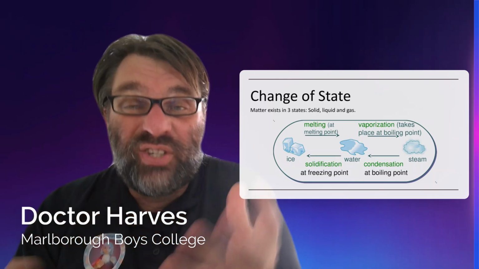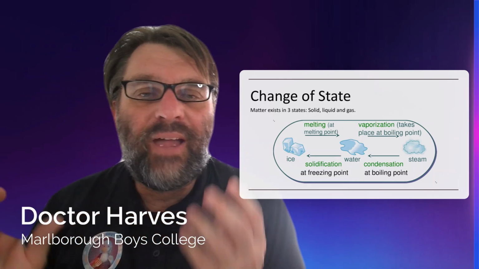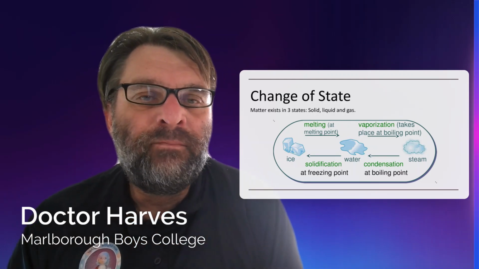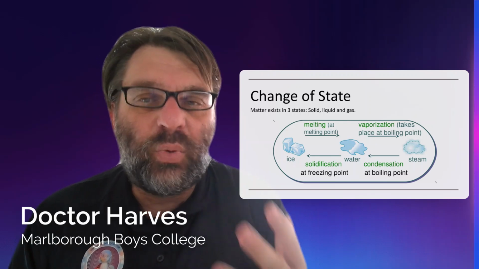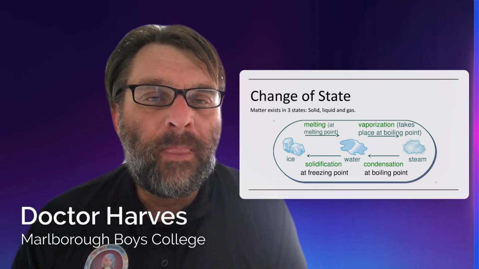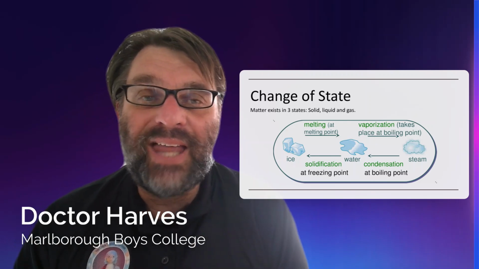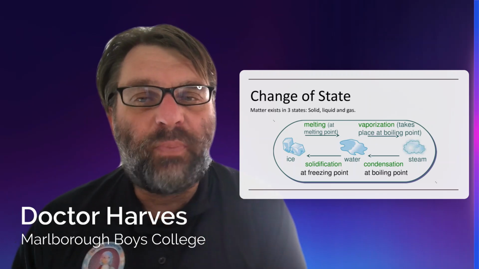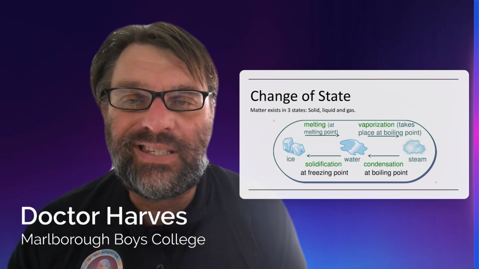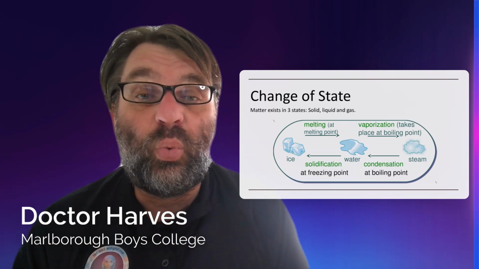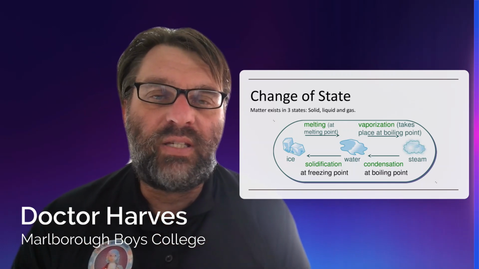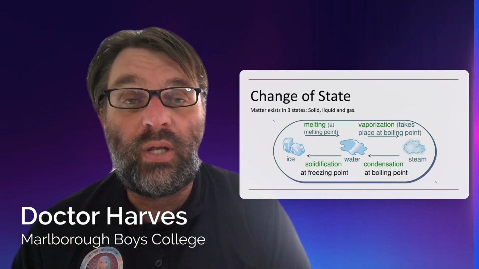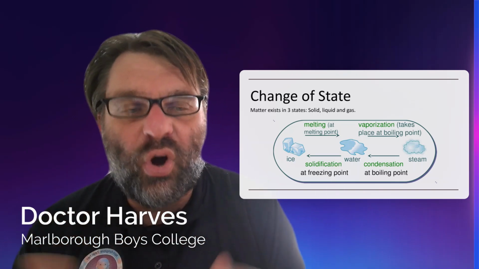Looking at the context of water with this visual here, we have solid ice and it melts at a melting point, 0 degrees Celsius, to form water, liquid state. Then it vaporizes to form steam at the boiling point of water, about 100 degrees Celsius. And then as it goes below 100 degrees Celsius, it condenses at that point, going back into water. And then that water is solidified again at the freezing point of water at 0 degrees Celsius, back into solid ice. So that's your changes of state.